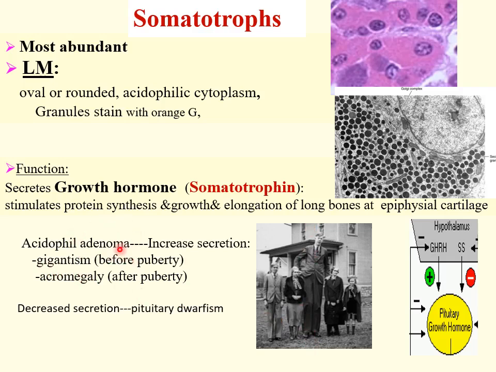But if this adenoma occurs after puberty, the bone is closed, so the growth hormone causes broadening of the bone. This case is called acromegaly. So the acidophil adenoma differs depending on whether it is before or after puberty. Before puberty it is called gigantism, and after puberty it is called acromegaly. This is a case of gigantism. Decreased secretion is called pituitary dwarfism.